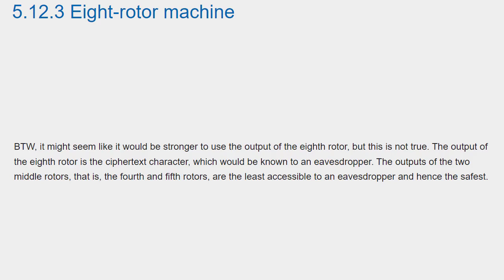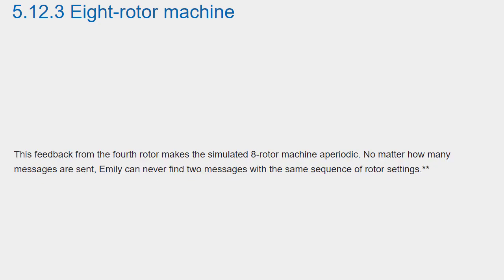It might seem like it would be stronger to use the output of the 8th rotor, but this is not true. The output of the 8th rotor is the ciphertext character, which would be known to an eavesdropper. The outputs of the 2 middle rotors, that is the 4th and 5th rotors, are the least accessible to an eavesdropper, and hence the safest. This feedback from the 4th rotor makes the simulated 8-rotor machine aperiodic. No matter how many messages are sent, Emily can never find 2 messages with the same sequence of rotor settings.